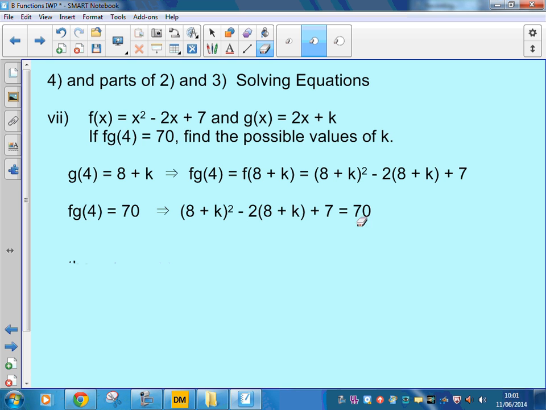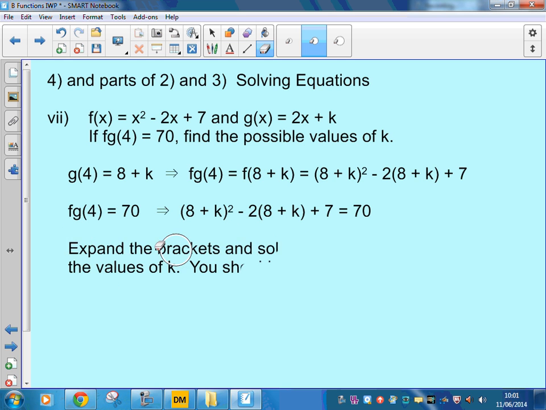Now I'm not going to do this next part for you. You're actually going to need to finish the question by expanding this. Be careful, here you're going to do your 8 squared, 2 lots of 8 times k, and your k squared, and here be careful because it's minus 2 times both parts. It's minus 2 times the 8 and minus 2 times the k, so do be careful when you expand it.